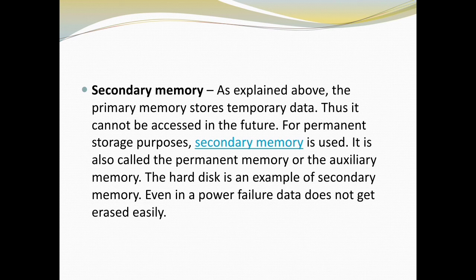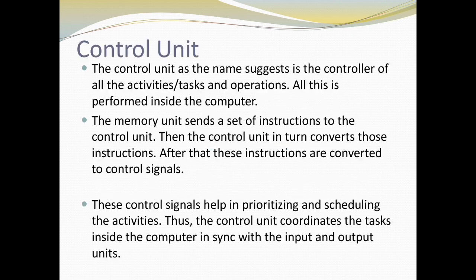Okay, so that is the main difference between primary memory and secondary memory. Primary memory is used to store data temporarily, whereas secondary memory is used to store data permanently. So memory is used for storage purposes. Okay, I hope it is clear.